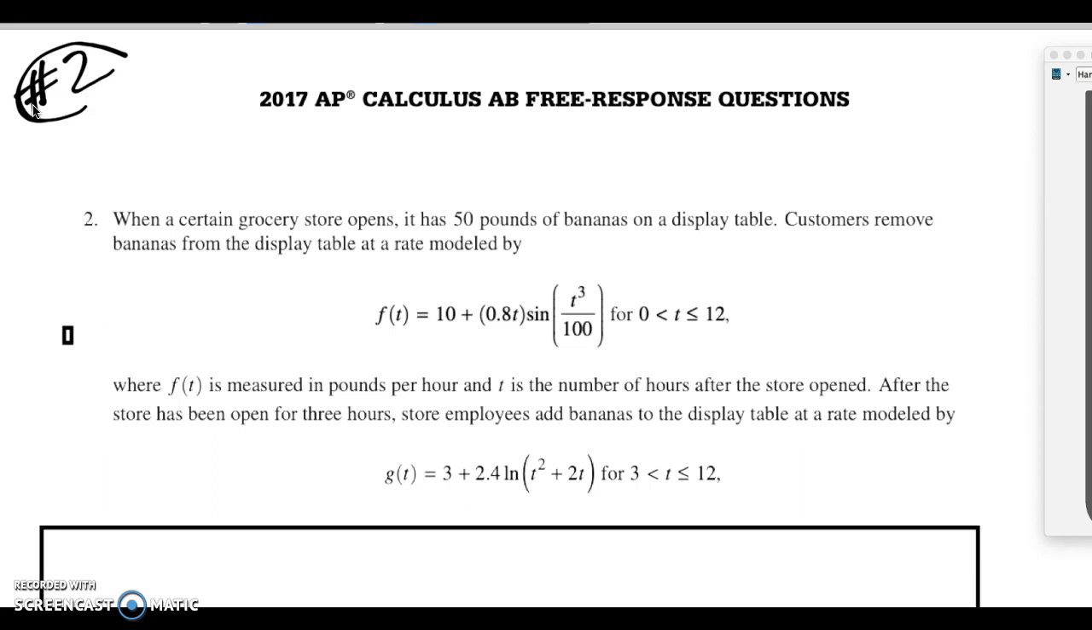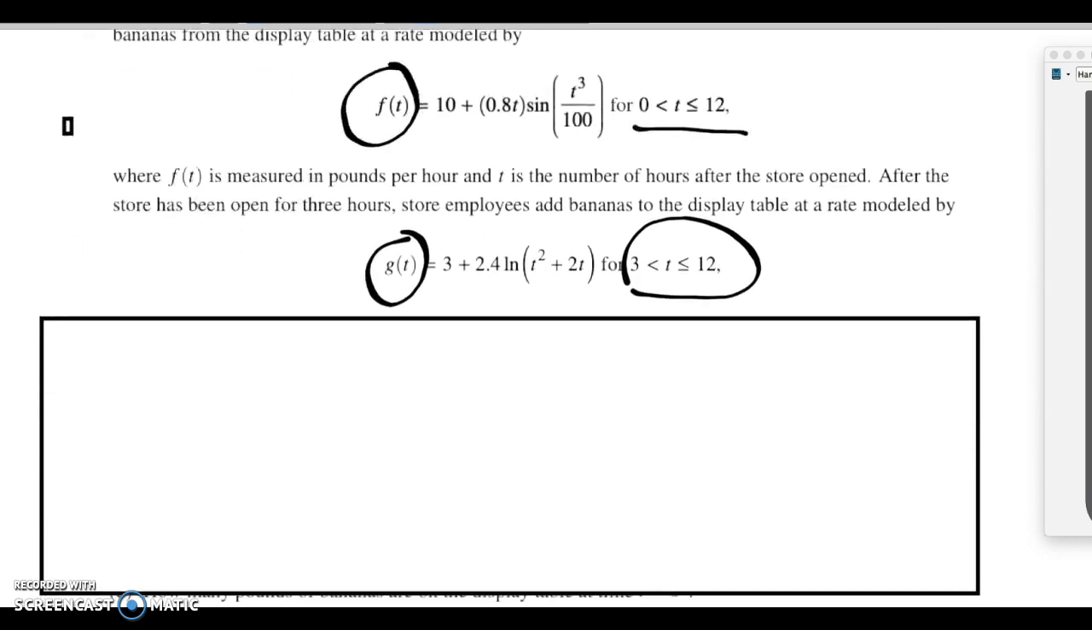Oh, I lied about that, by the way. The original rate of f of t is from 0 to 12. That's bananas leaving the table. And g of t is the bananas entering the table, but it starts at time t equals 3. So they got a question for me here. Let's take a look.